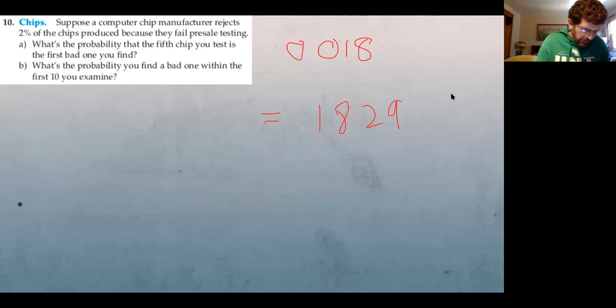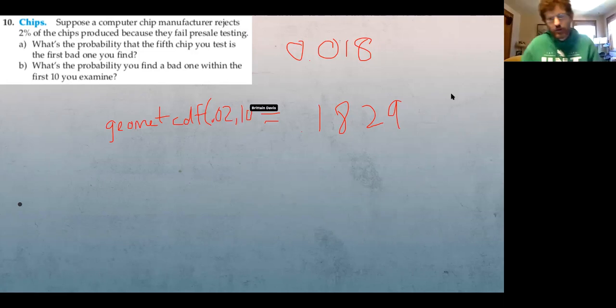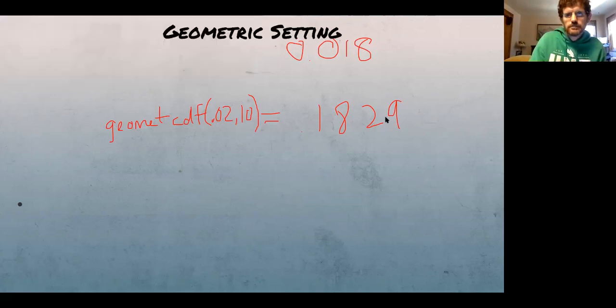And just to debrief on this, this is still a geometric probability, but we're looking for a cumulative probability. We have a probability of 0.02 on any given one, but after 10 tries, so that would include that it's the first, second, third, fourth, all the way through 10th, a cumulative probability of 18% that we're going to see a bad, faulty chip by then. Okay, questions here?